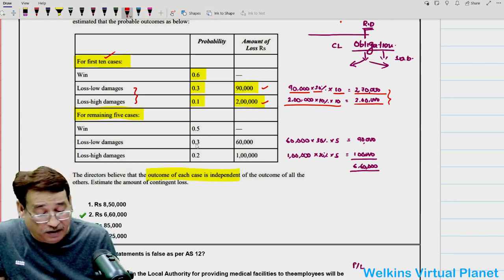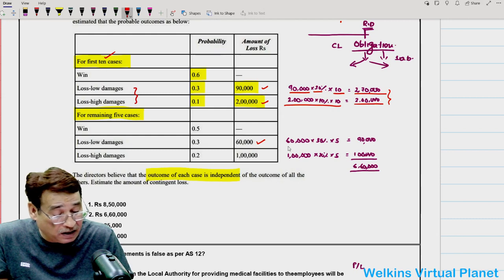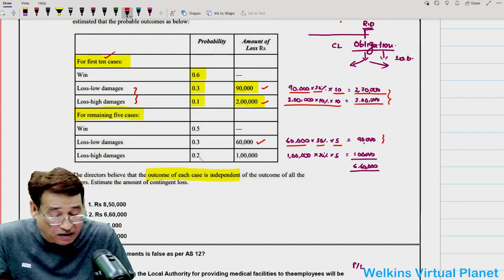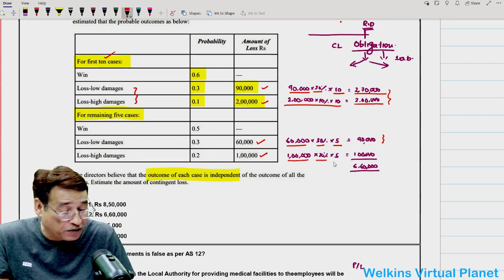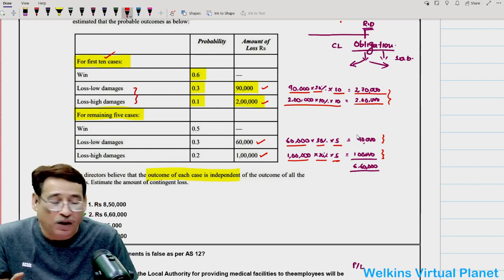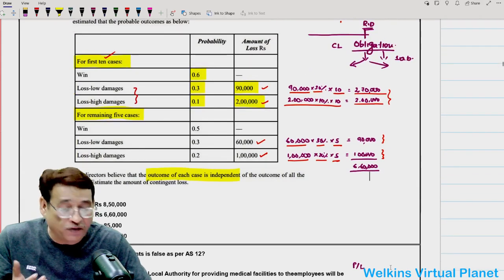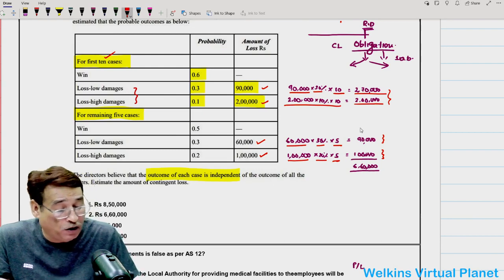But there are still the remaining 5 cases. If such a situation arises, 90,000 is the compensation, 30% into 5, because these are related to 5 cases. In case the other situation materializes, I will write 1 lakh into 20% into 5 cases, that is 1 lakh. According to conservatism, which basically means all probable losses must be recognized, we'll have to make a provision for contingent loss of this much.